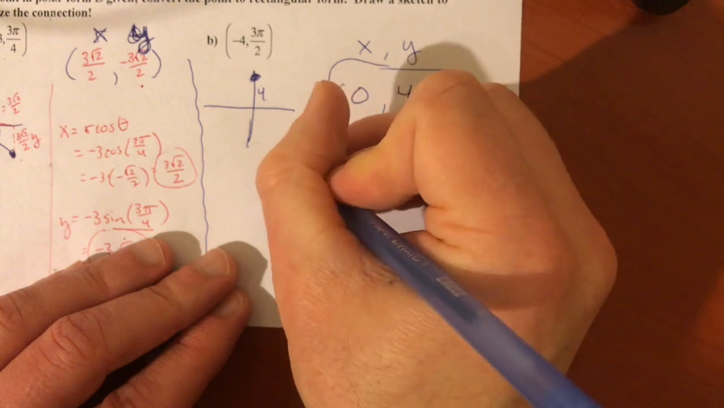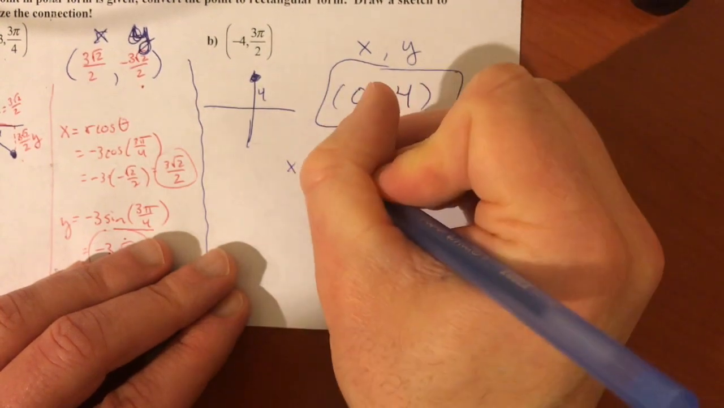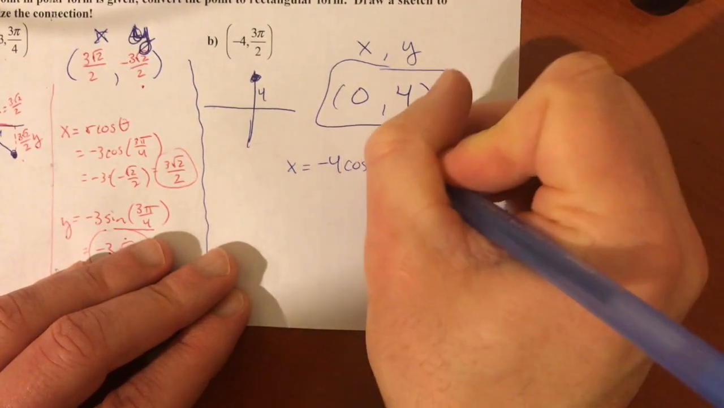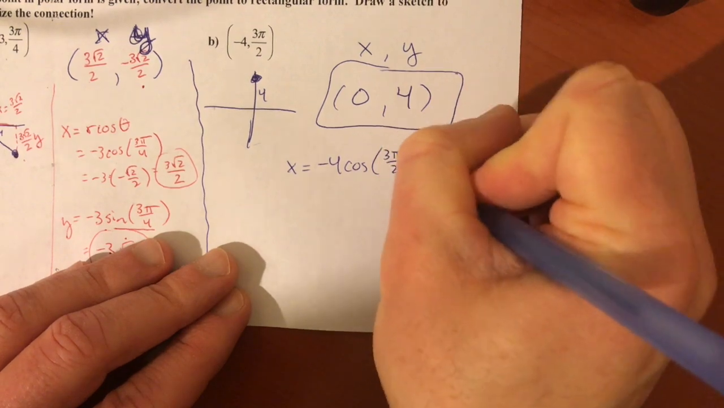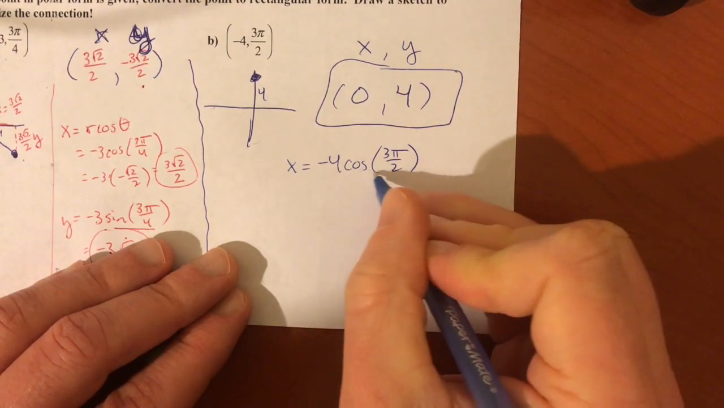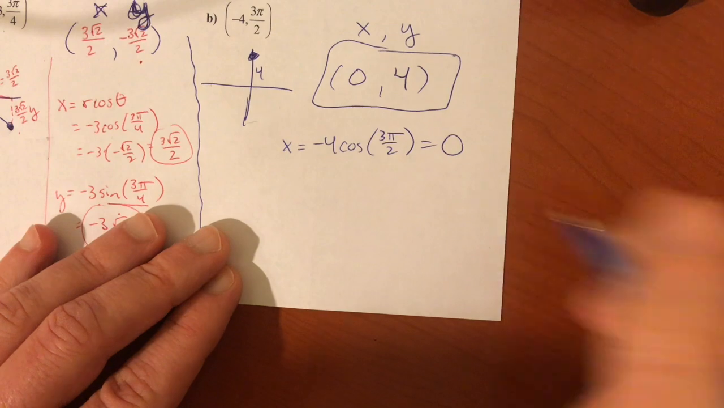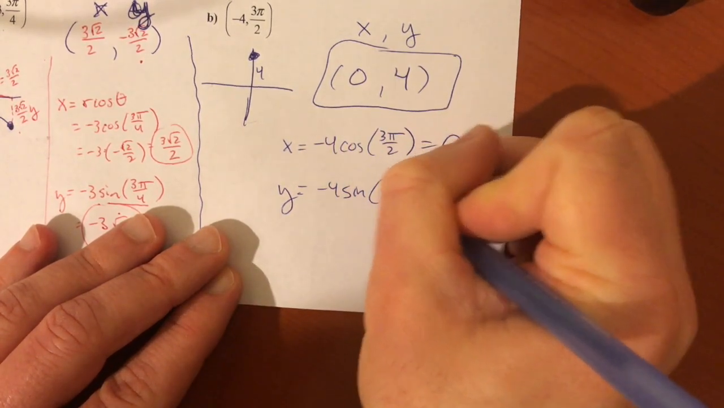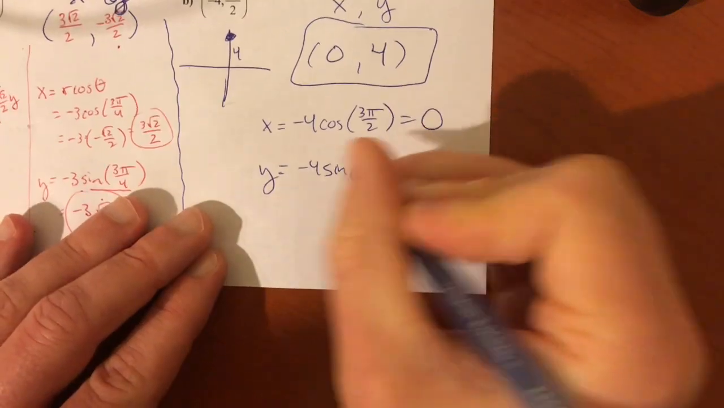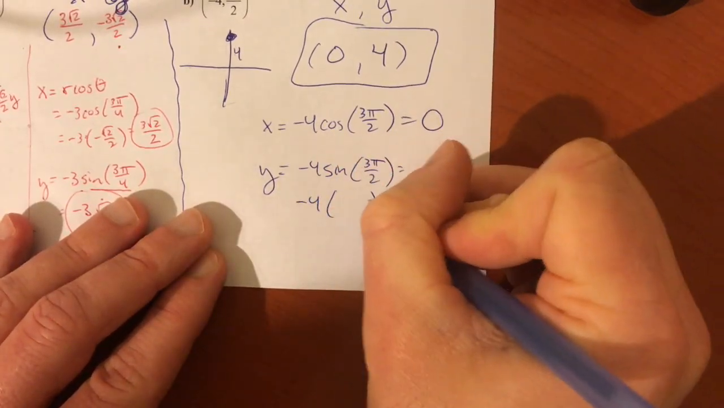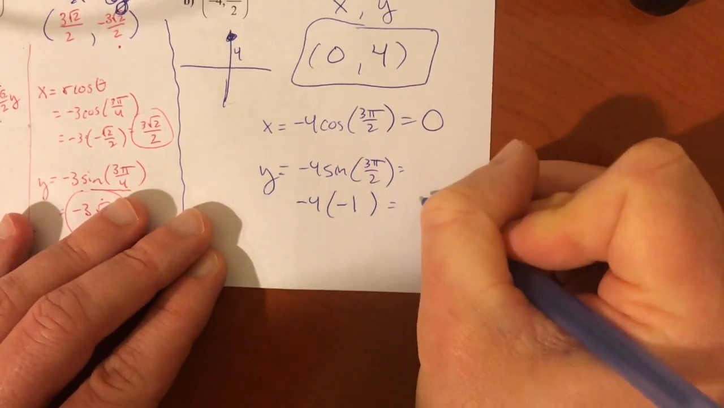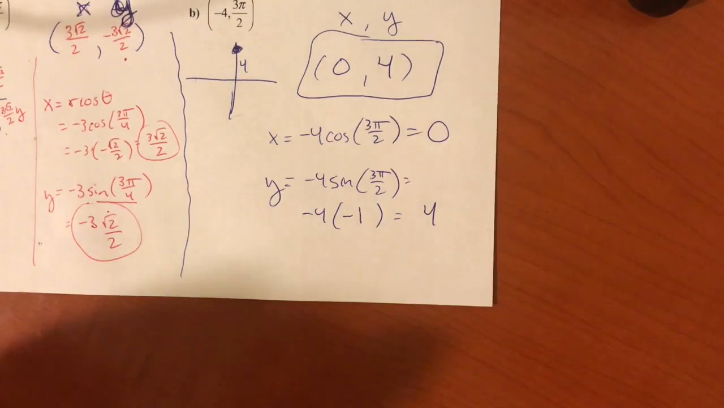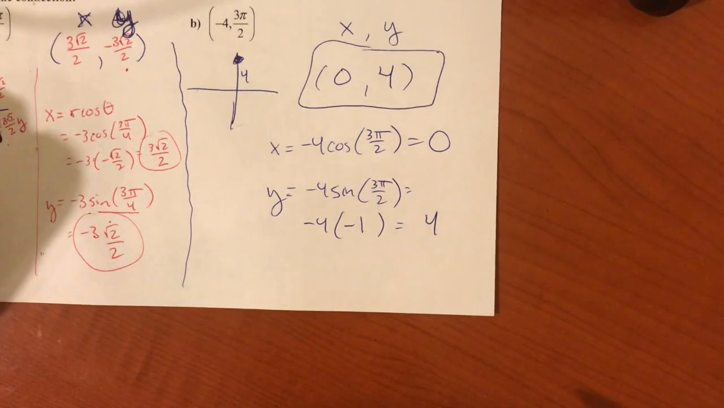If you really, really want to do it, of course, x is r cosine of theta, right? X is always associated with cosine. Cosine of any of the pi over 2's is 0. Boom, 0. Y is negative 4 sine of 3 pi over 2. Sine of 3 pi over 2 is negative 1, and so that actually gives you positive 4. 0, 4. Doesn't matter to me.